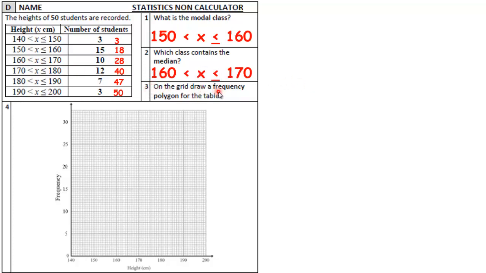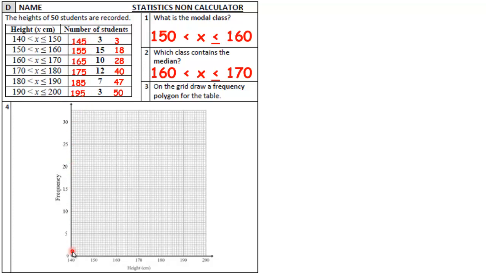Question 3, on the grid draw a frequency polygon for this table. So I need to draw a frequency polygon for this table. I need to plot the midpoints against the frequency. So the midpoints of each of these groups, make sure you're really fully aware of that. I'm going to write them down: 145, 155, 165, 175, 185, and 195. And now I'm going to take my time to plot that.